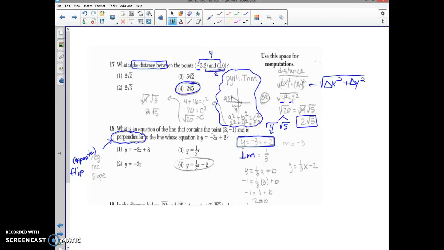The original slope is -3. So the perpendicular slope, instead of a negative, it's going to be a positive. And instead of 3/1, it's going to be 1/3. In this particular case, there's only 2 choices that could have a slope of 1/3. And that's either choice 3 or 4. So now you're down to a 50% chance of getting it right. And what ends up happening when you substitute in, you find that choice 4 is the correct answer. Read those problems carefully, please.